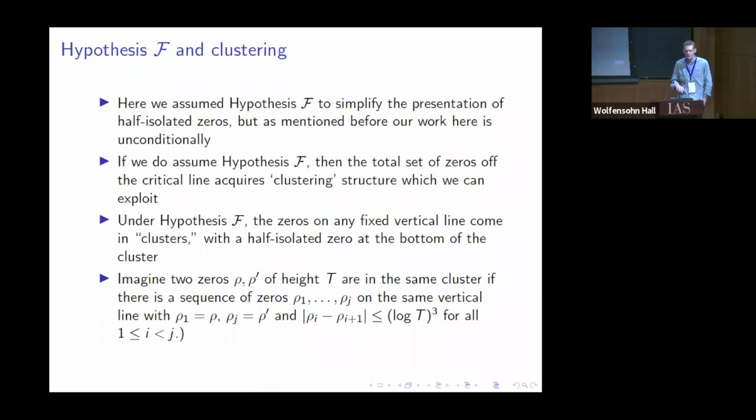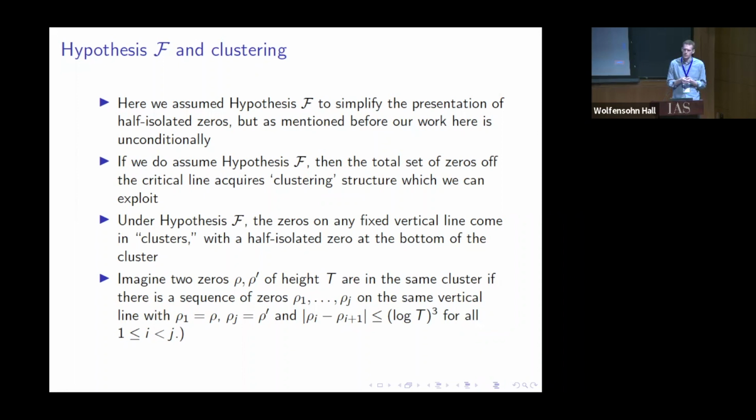All right, so I mentioned clustering before. So let's talk about clustering, because this is probably the other main idea and the other bit of structure that we're going to use here. If we assume hypothesis F, then as I said before, I have zeros on lines to the right of the critical line, and these zeros will have to cluster somehow. And we can actually utilize this structure of zeros clustering up.